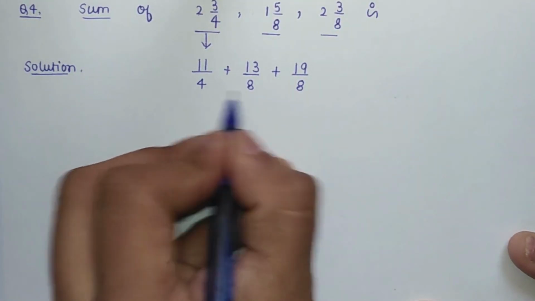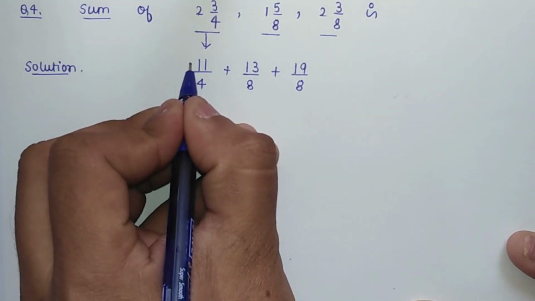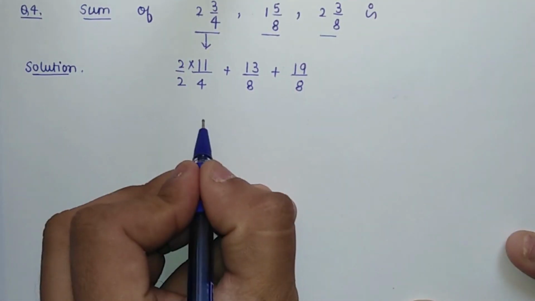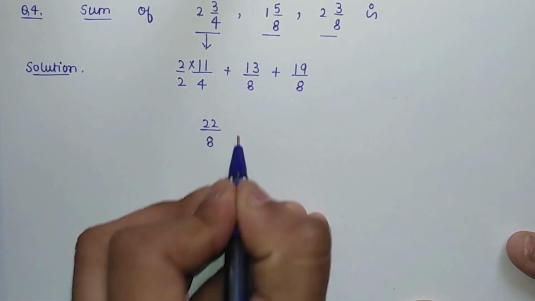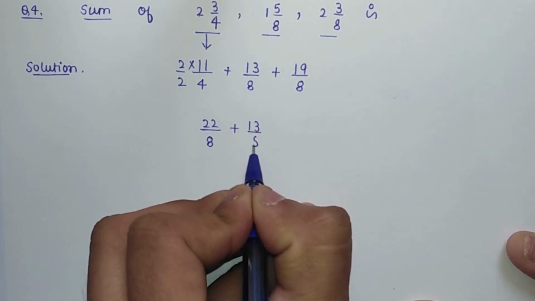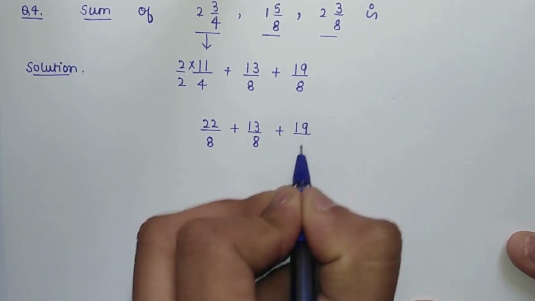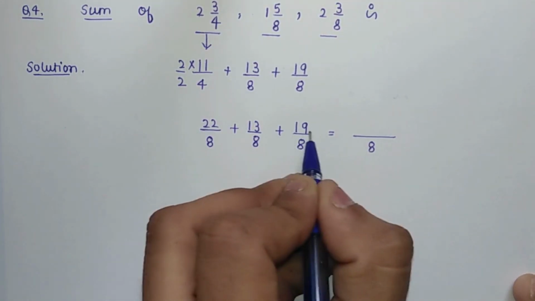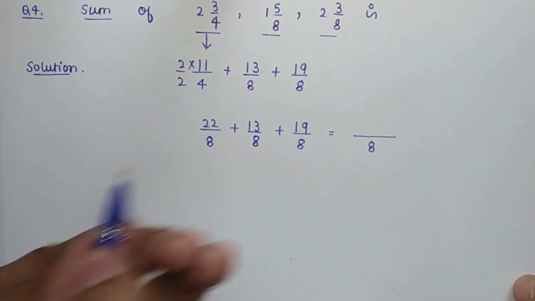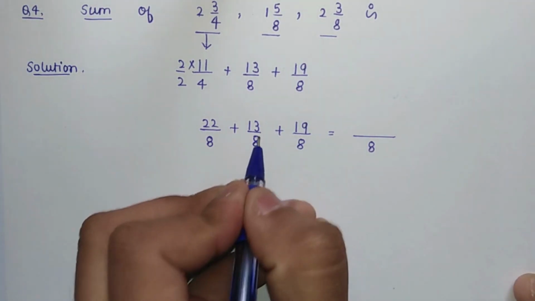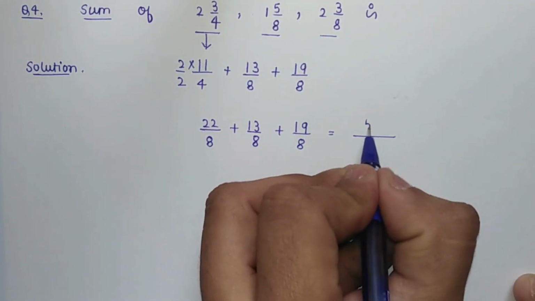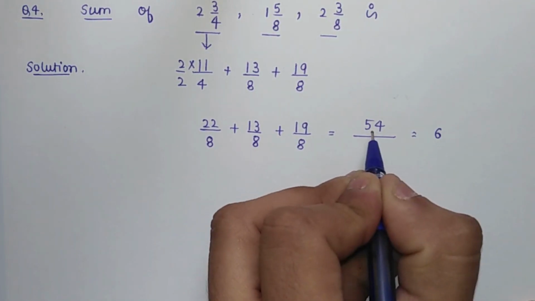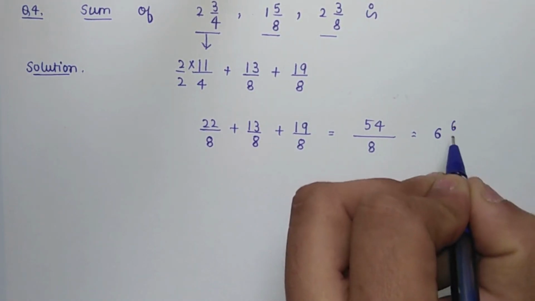Now we have to make the denominators the same. So we will multiply this fraction by 2 and also divide it by 2. So this will be equal to 22 by 8 plus 13 by 8 plus 19 by 8. This will be equal to 8, and 22 plus 13 is 35, then 45, 54 by 8. And 8 times 6 is 48, and this will leave 6 by 8.